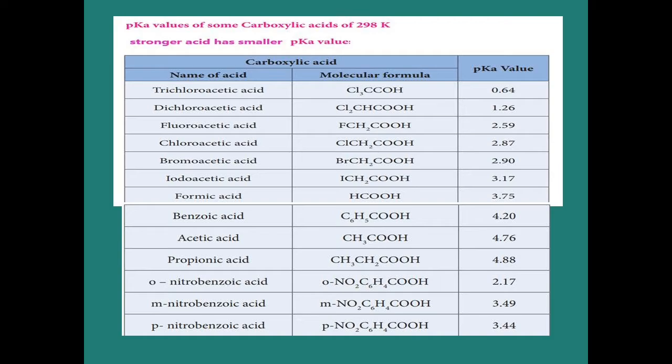In this slide, the pKa values are shown here. A smaller pKa value means it is a stronger acid. Now say which one is stronger. The trichloroacetic acid is the stronger one because it has the smaller pKa value. What is the reason behind that? We come to know in the next consecutive slide.